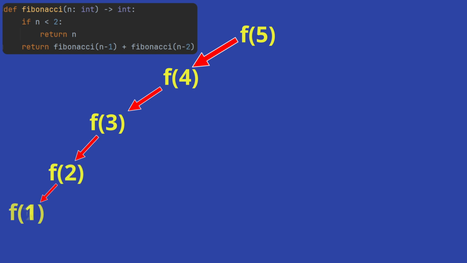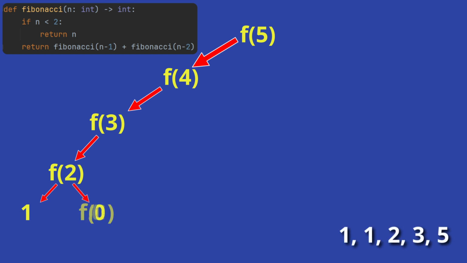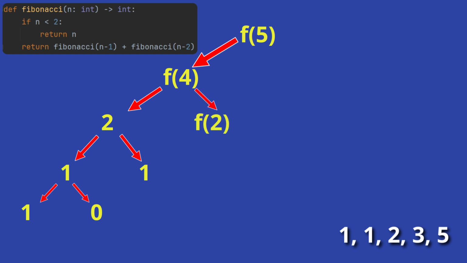1 knows the answer is 1, so bubbles 1 straight back up. The function above it then calls the second half of the equation with minus 2, which equates to f0, which returns 0. 1 plus 0 is 1, which is then returned to the f3 function, which then calls f1, which also returns 1, which sums to 2. The function f4 now knows that the first part of the equation is 2, so calls n minus 2, which is 2, which then calls f1 and f0. As we know, this equates to 1, so it's 2 plus 1, which is 3.